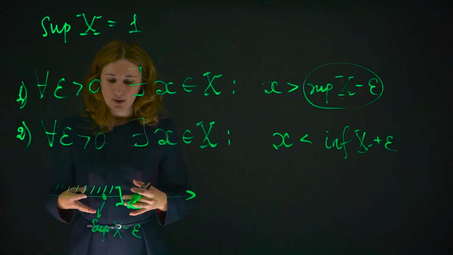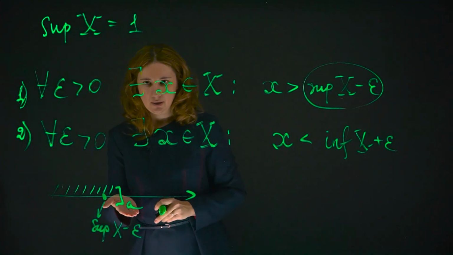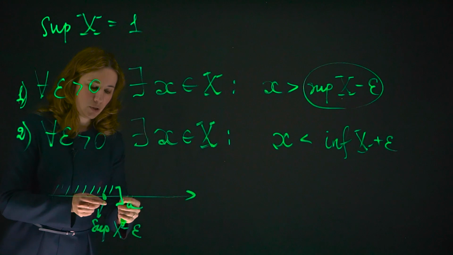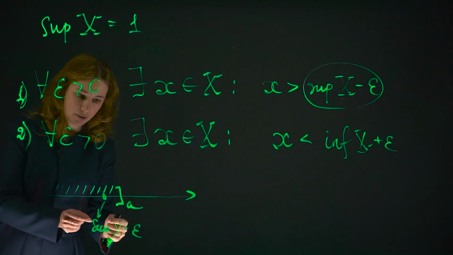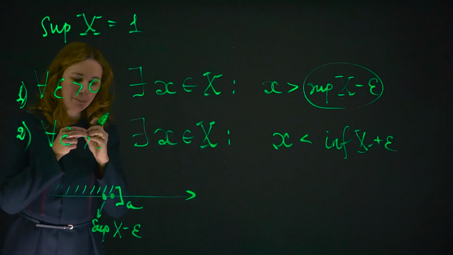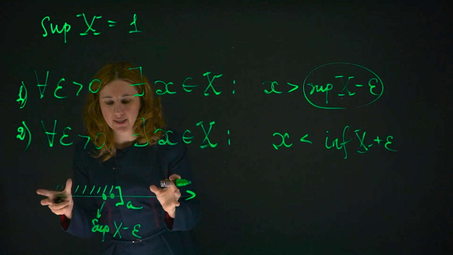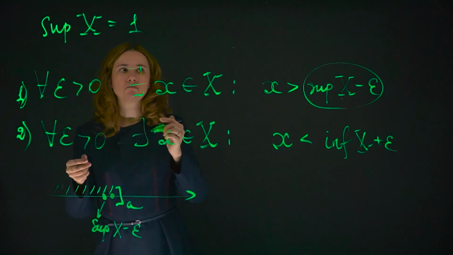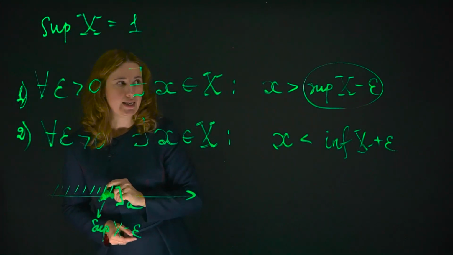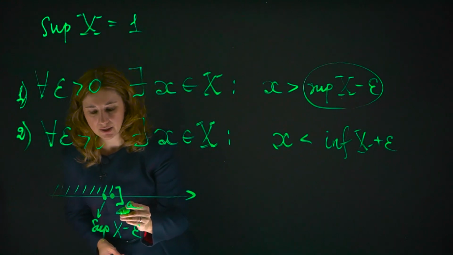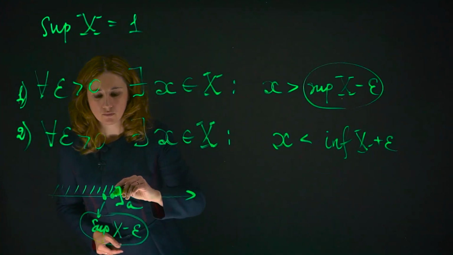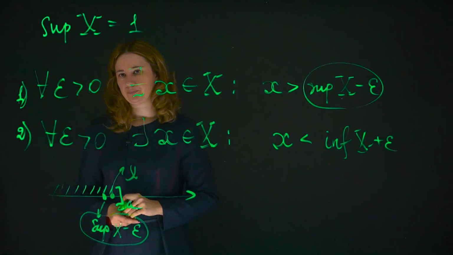And we see that if a is the supremum, if we move back a little bit, there exists some number, we can identify some number from our set X that is greater than this value. This is our X.